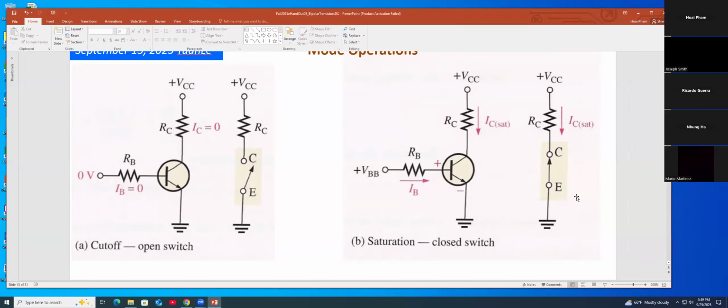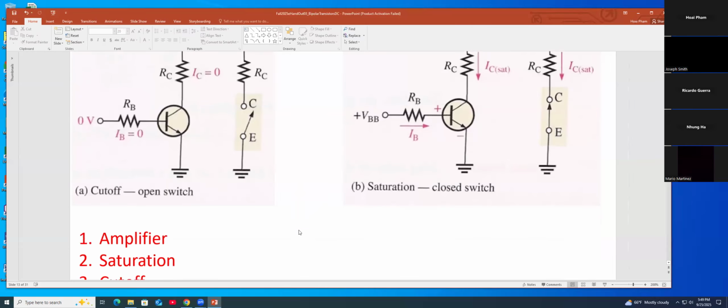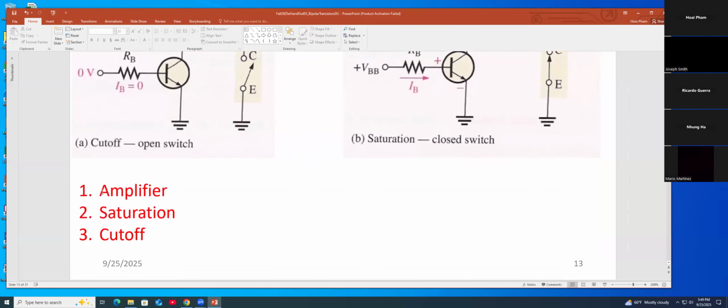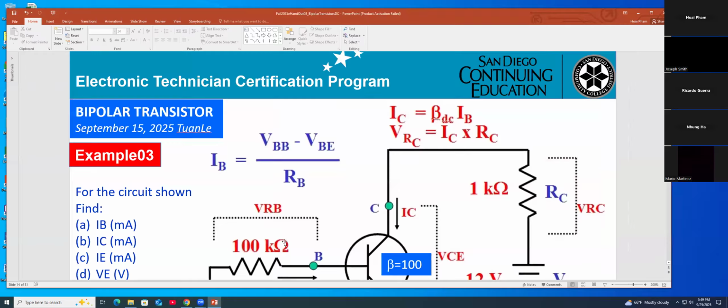So either they open or they connect. That's normally the switch. You turn it on, they connect. Turn it off, they open. So that's why we talk about amplify, saturation, cut off. So we just go to saturation and cut off.